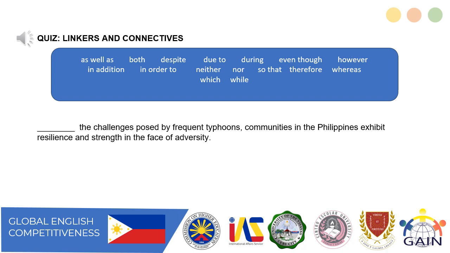Next item. Blank the challenges posed by frequent typhoons, communities in the Philippines exhibit resilience and strength in the face of adversity. Which is the best linker? Is it in addition? So that, therefore? Have you seen the answer? To complete the sentence, you must choose despite. Why? Because it introduces a contrast, indicating that even though there are challenges posed by frequent typhoons, the communities in the Philippines demonstrate resilience and strength.